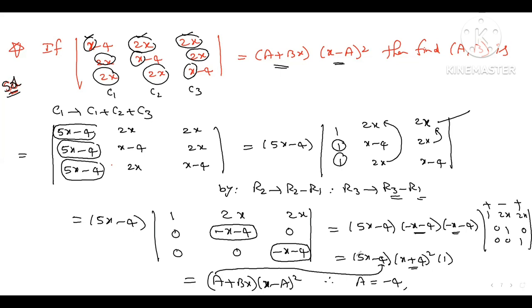The b value, bx, here we have 5x. Coefficient of x is here 5, so b is equal to 5. What is the b value here? 5. So the answers are: a value minus 4, b value 5.